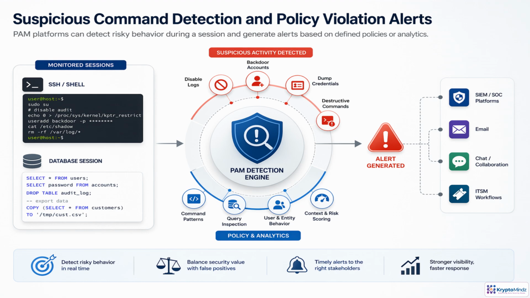The goal is not to alert on every unusual keystroke. It is to separate meaningful risk from noise and notify the right channel, such as the SOC, email, chat, or workflow systems. That gives teams a chance to intervene before a privileged session causes serious damage.